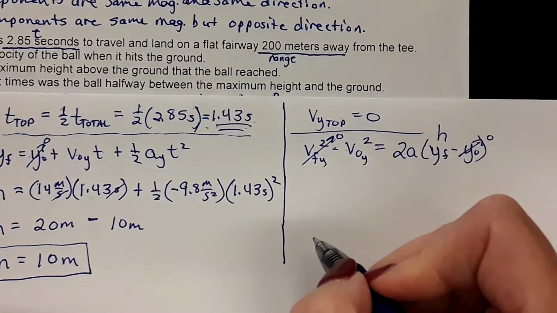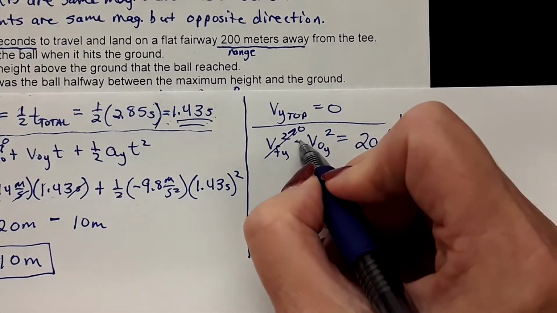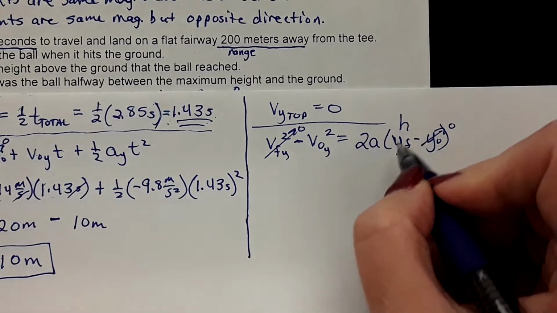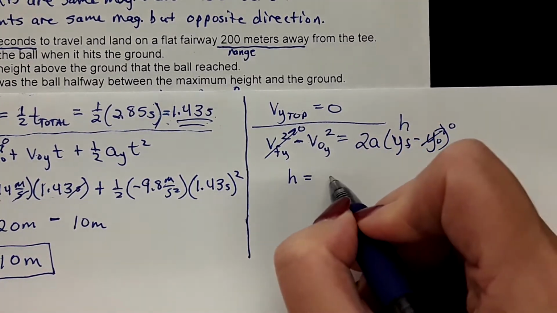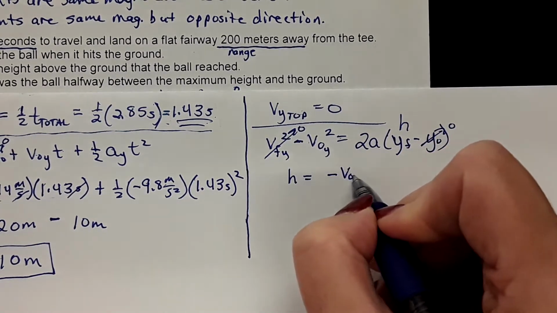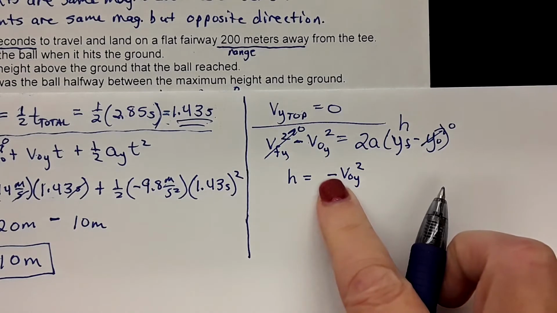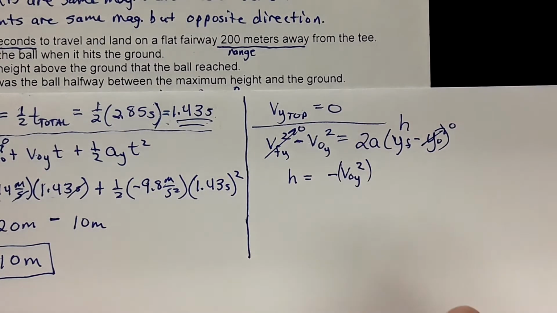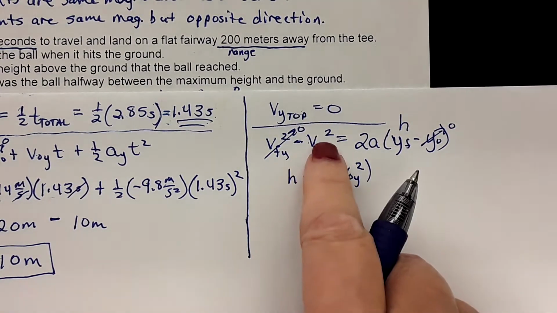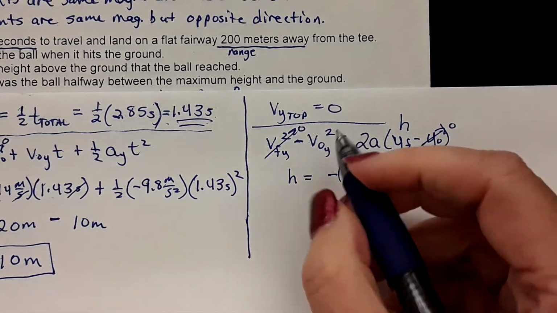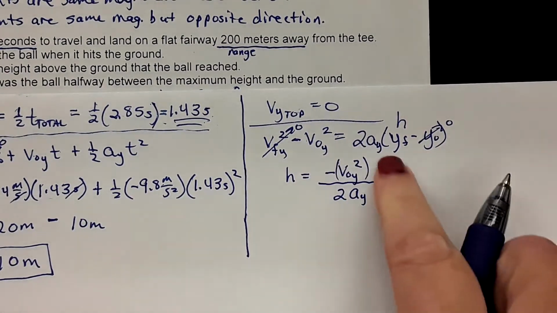Isn't that nice? Since that drops out, all we have left to find h, we take the 2a and divide it over. So we get h equals negative v sub o y squared. Now understand, the negative is not being squared. You're taking a square and subtracting another square, so the square comes first before the minus sign. And then we're dividing by 2ay. I forgot to put that on there.